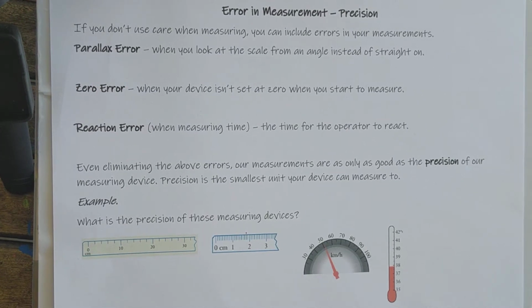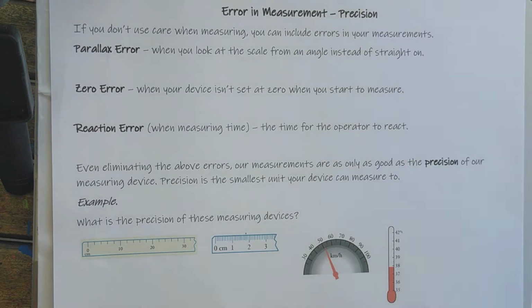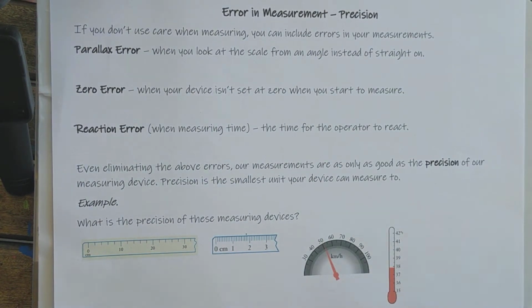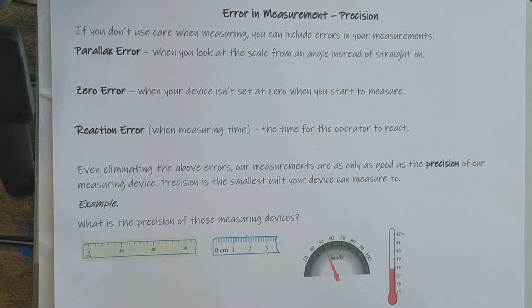Everyone, today we're looking at error in measurement and we're specifically looking at precision. If you don't use care when you're measuring, then your measurements won't be right. They won't have the true measurement of what you want to measure. There's three specific types of errors you can make when you're measuring something.